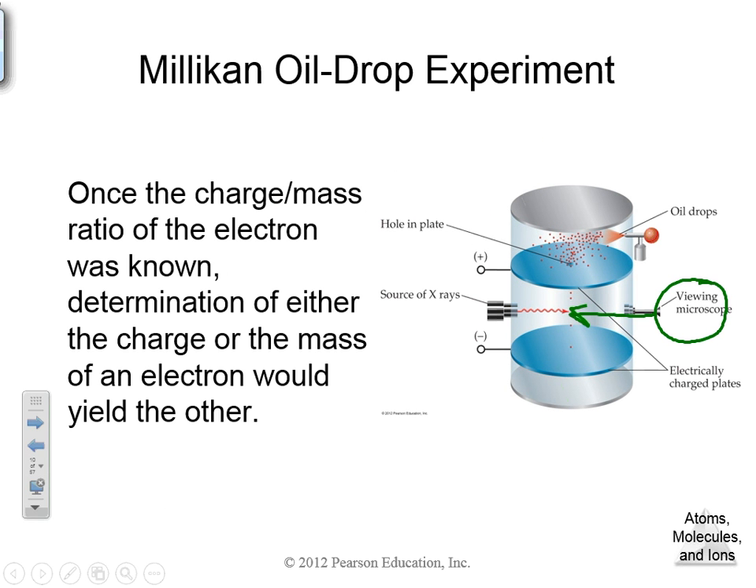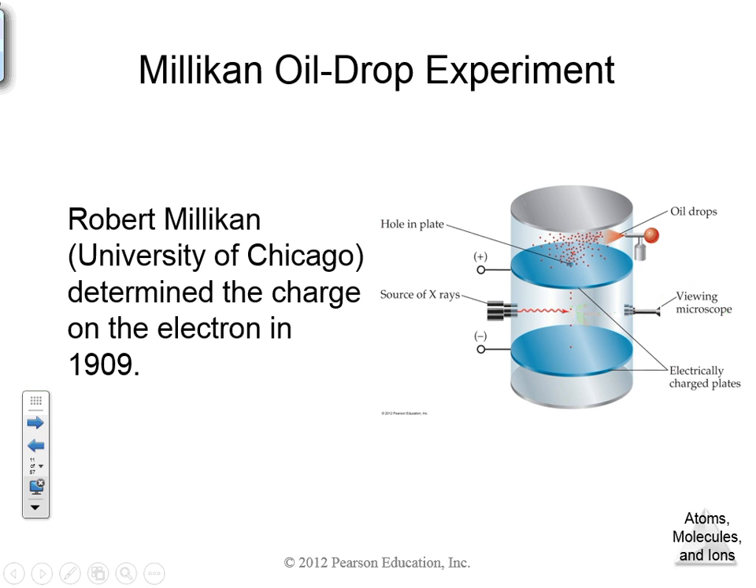Next up, now that we have the charge to mass ratio of an electron, once J.J. Thomson discovers the electron, we have to figure out a little bit more about the electron. So what's going to happen with the electron? What happens is Robert Millikan really tells us the electron is negatively charged. So he determines the charge of the electron in 1909.